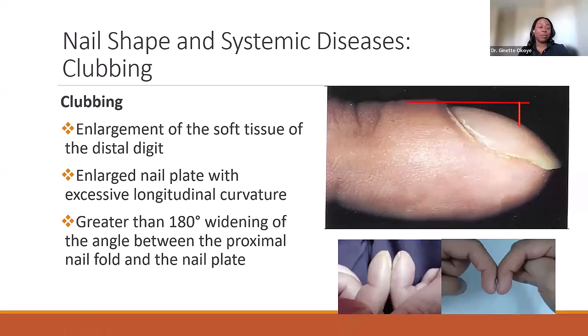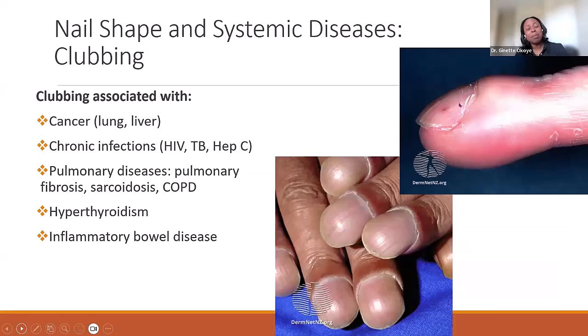This is a little test. If you're ever wondering if somebody has clubbing, you can have them put their fingertips together like this, and there should be a little diamond shape between the fingers. If you cannot see that diamond shape, it's a nice physical sign that they have clubbing or they're going in that direction. And clubbing is important.